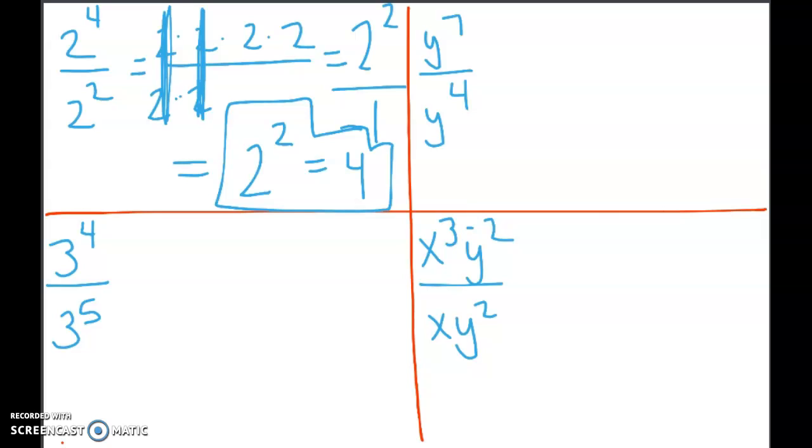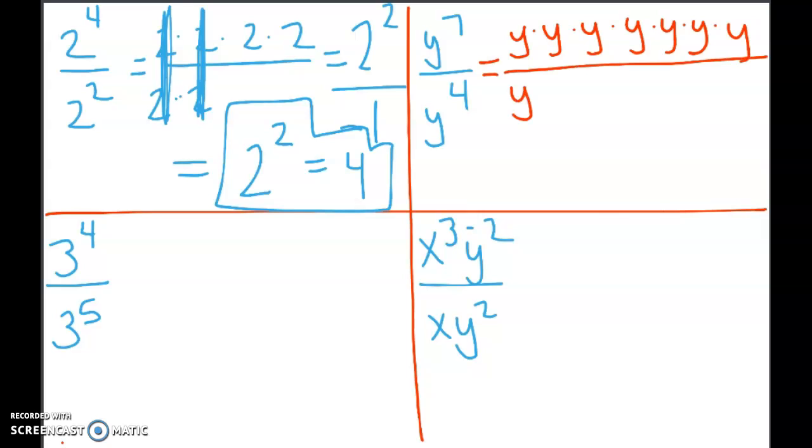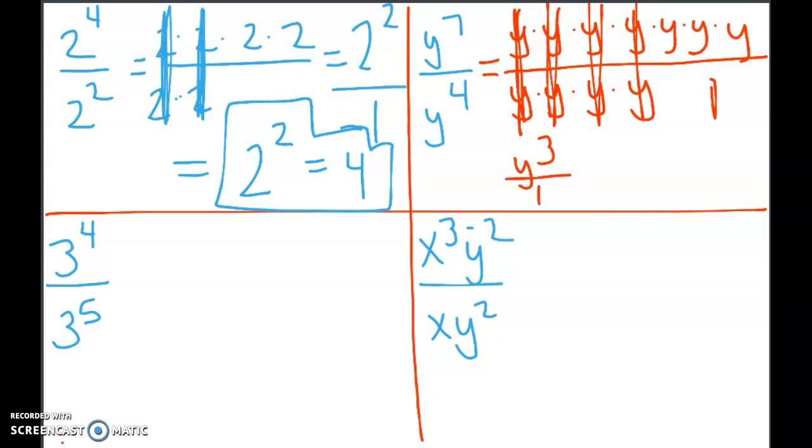If you did this one second, we would have 7 copies of y being multiplied by each other on top. And on the bottom, we would have 4 copies of y being multiplied by each other. And then you should have been able to come up with 4 giant ones. Y divided by y is 1. So our final answer would be y to the 3rd over 1, which is the same as y to the 3rd.